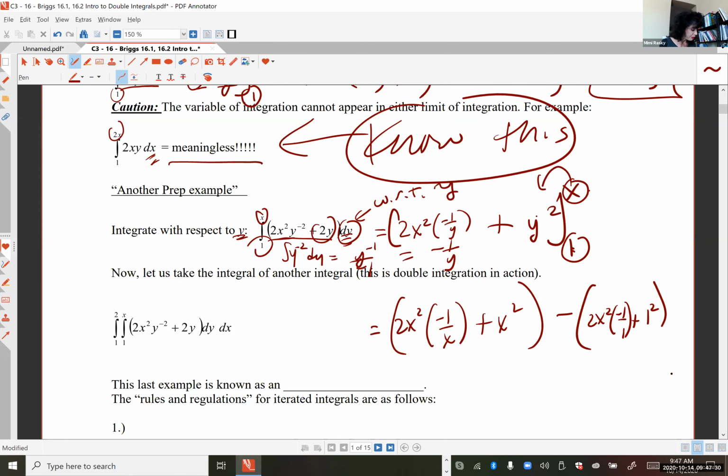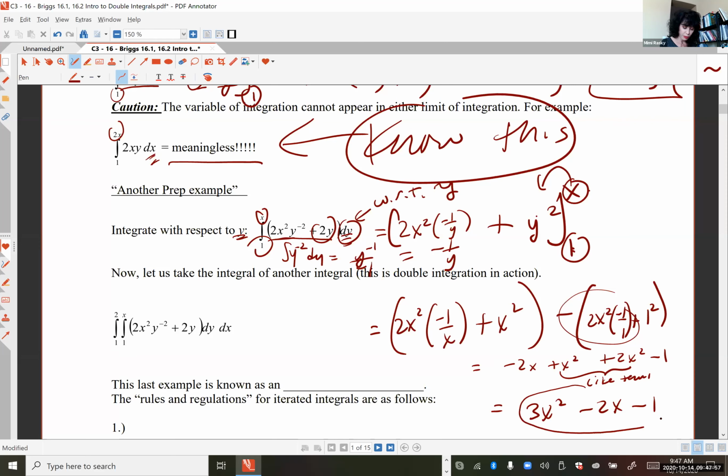After cleaning it up and reducing to lowest terms, I'm going to get negative 2x plus x squared, and then I think this is going to be plus 2x squared and then minus a 1. And I'm going to add like terms, make it look pretty. And so my final answer is 3x squared minus 2x minus 1. Okay, and that's the answer for that other prep example.